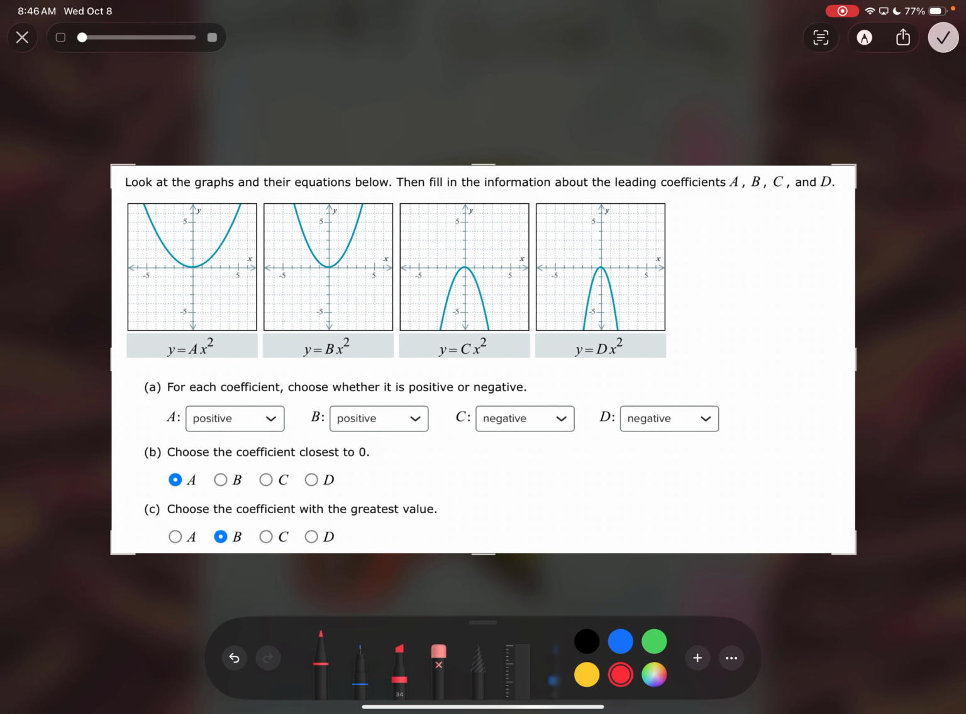I think it might help to have this. So this would be something like y equals 2/3 x squared. This would be something like y equals 2x squared. This could be something like y equals negative 2x squared. This one would be something like y equals negative 5x squared because it goes down super fast.